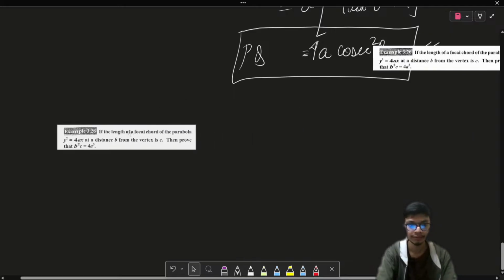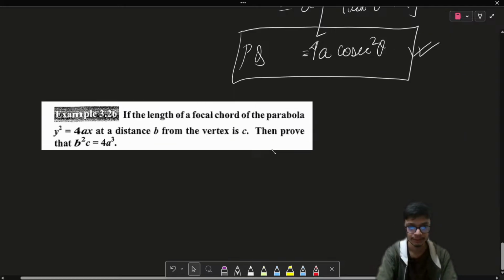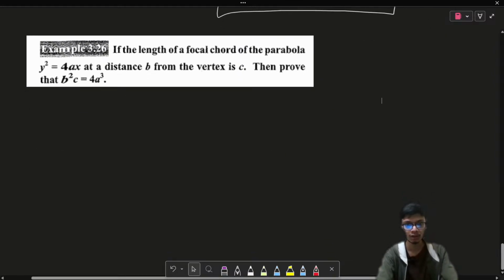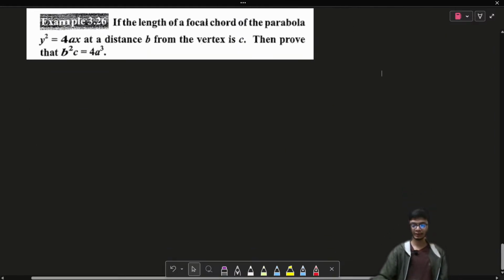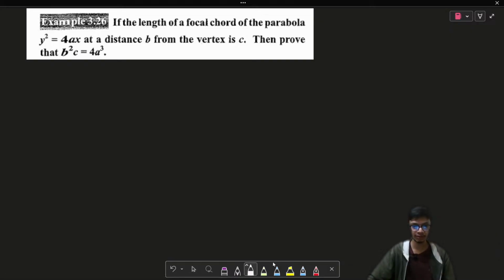So let us say that we have been given this problem over here, that if the length of the focal chord of the parabola, which is the standard parabola, at a distance of b from the vertex is given as c, then prove that this particular relation holds true. Okay, so the length of the focal chord of this particular parabola is the question, right?